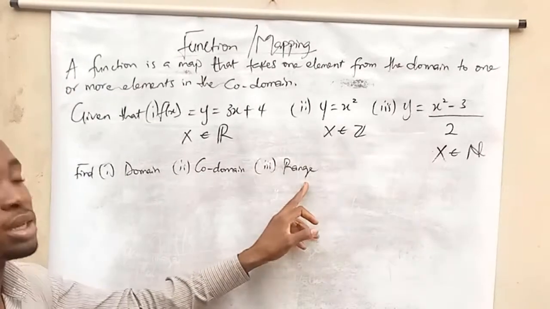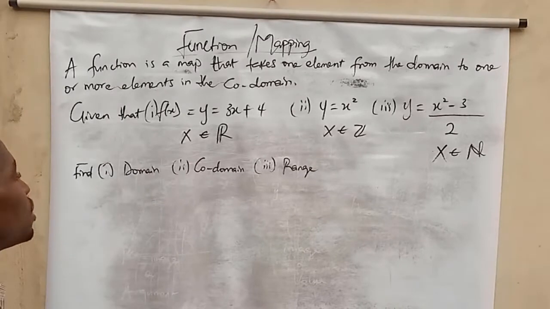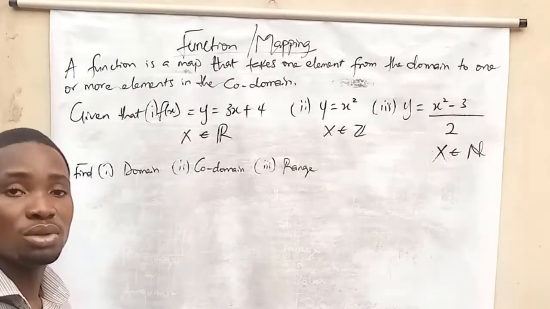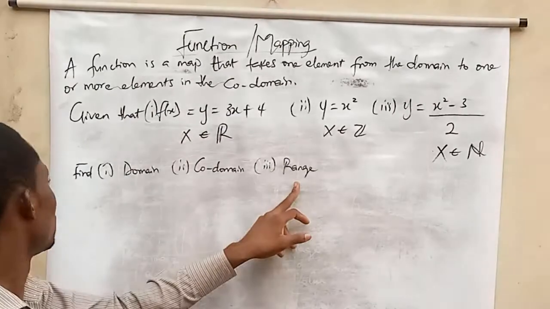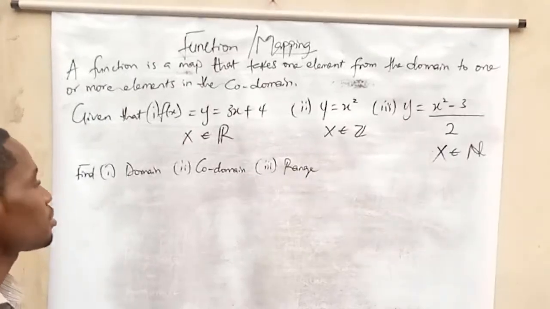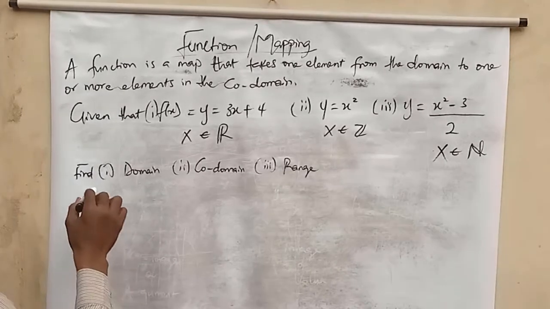Now, to solve questions under this function, when we've gotten our domain, automatically we've gotten our codomain. The range is what always gives us issues in function or mapping. Now, how do I solve my domain? Solution.